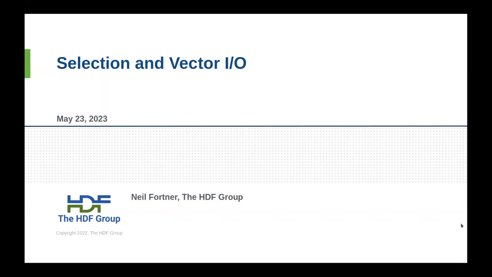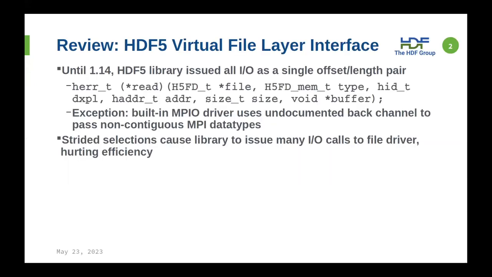Yep. All right, so today I'm going to be talking about the new feature that was technically new in 1.14.0, but it's really kind of out of experimental status in 1.14.1: selection in vector IO, often quickly abbreviated as just selection IO, but it means both. And so what is selection IO?